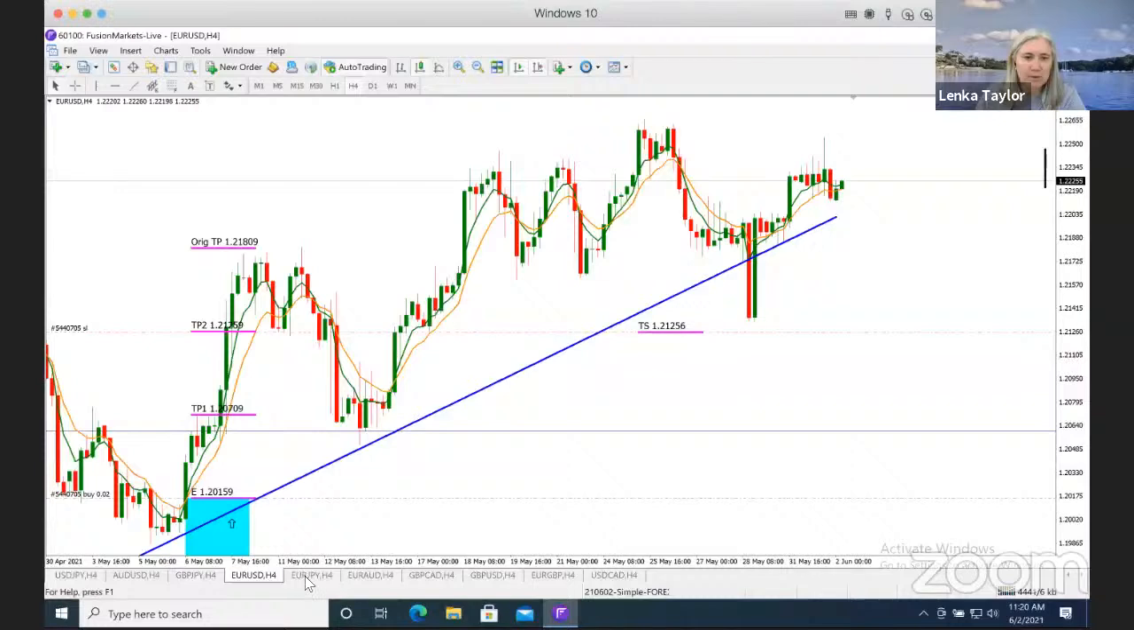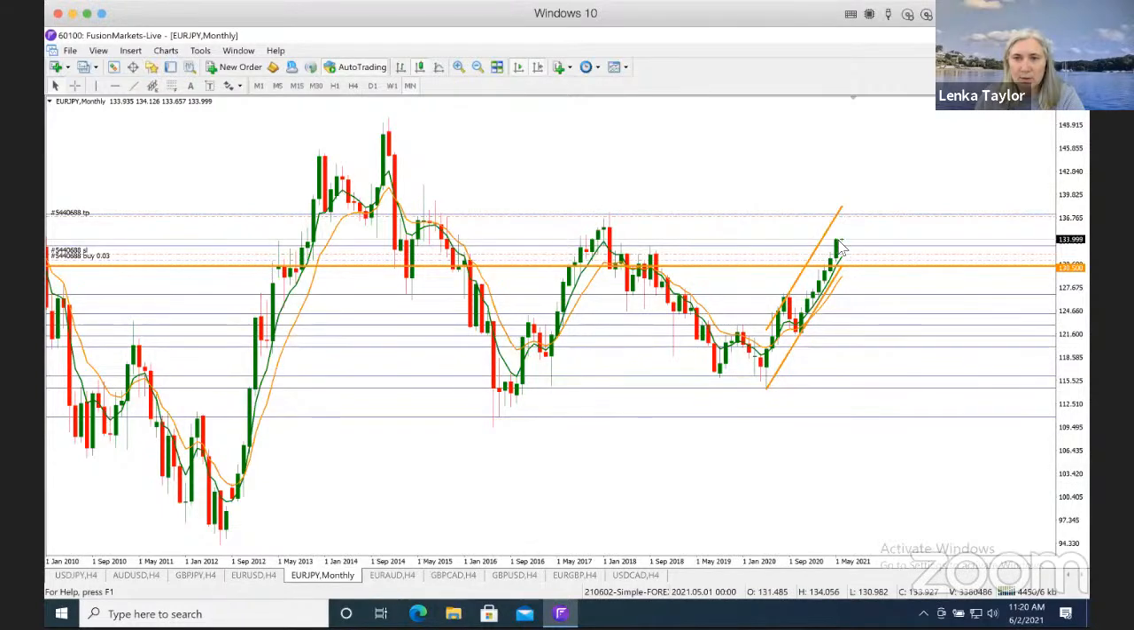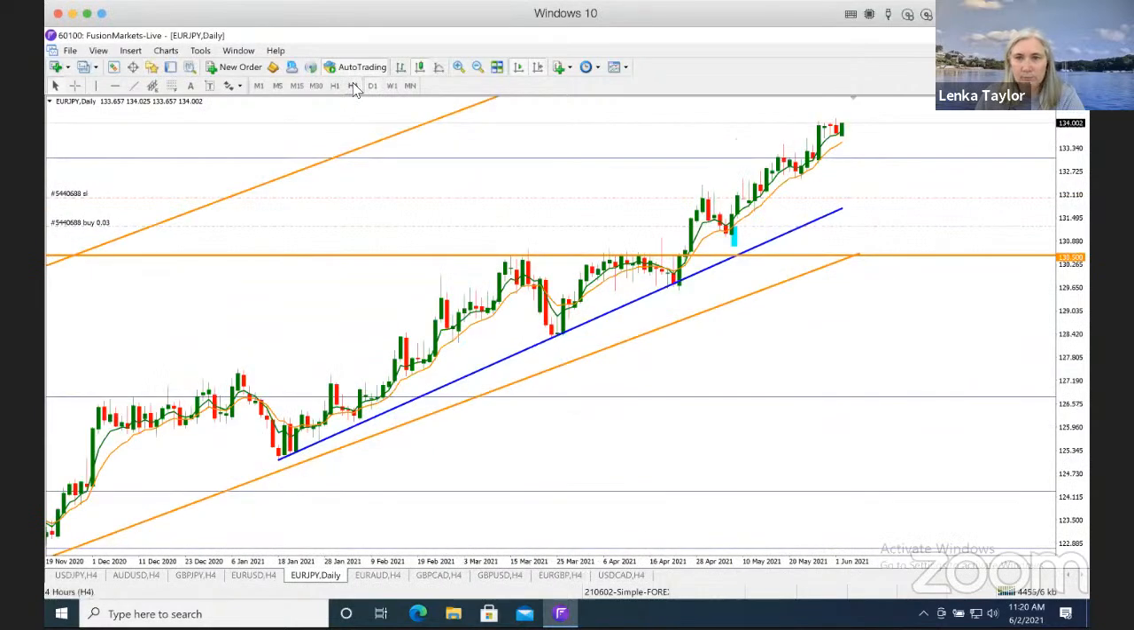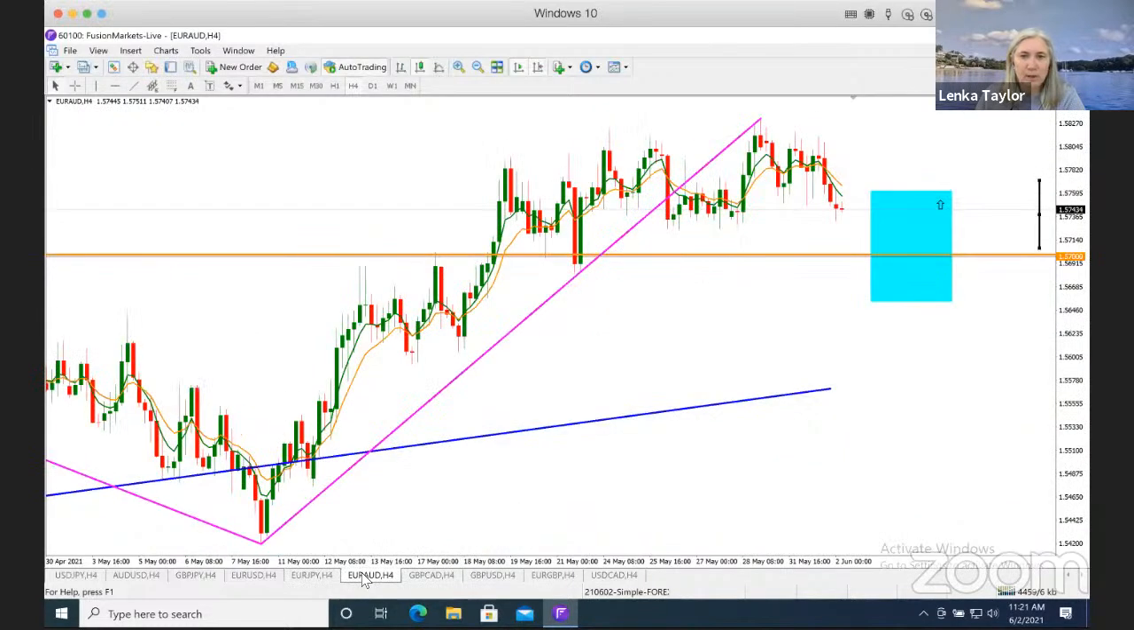Next currency pair I'm going to have a look at is Euro JPY. So Euro JPY, still in that trade as well. Since, well, a few weeks ago, 3-4 weeks ago, and still looking to hold at this point. So looking, the price is still going up. So holding on to that one there. Next currency pair I'm going to have a look at is Euro AUD.